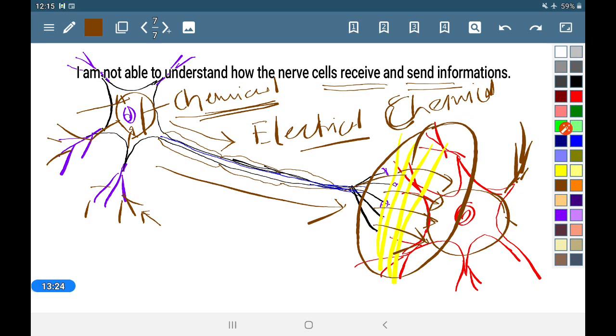In this way, the information goes from one place to another, from the brain to the muscle, from the muscle to the brain, or any other areas. Okay, all these questions we have discussed.